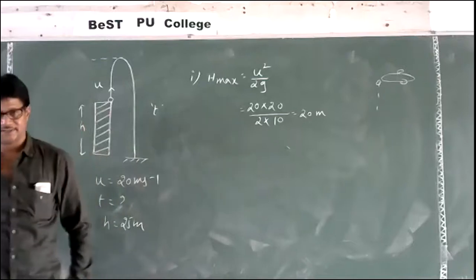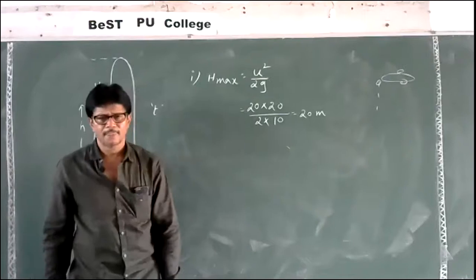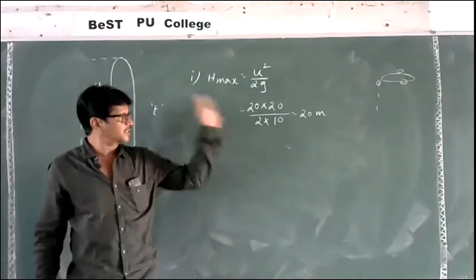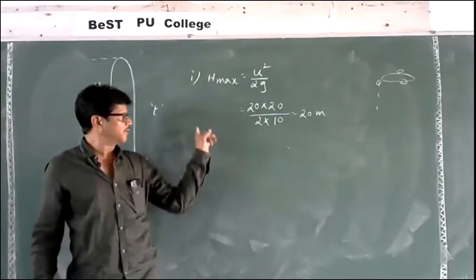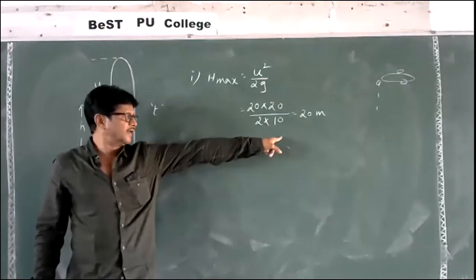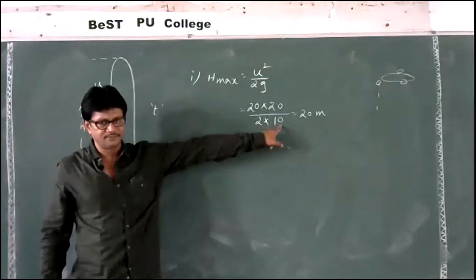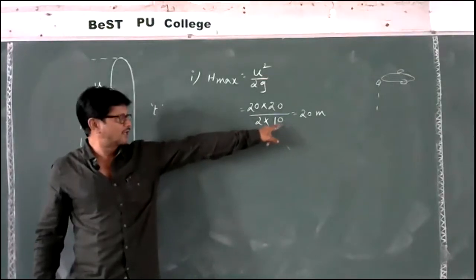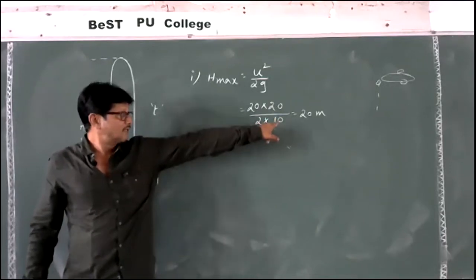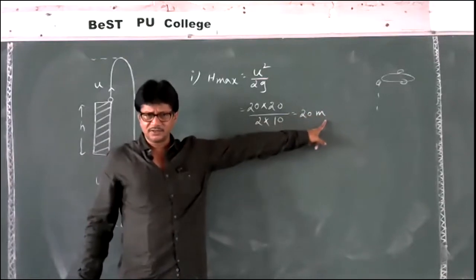How high will it raise? Listen once. In the objective, he will give the options. But what I am saying, until and unless he mentions the G value as 10, we should not take the G value as 10. So G value we should take 9.8. If you take 9.8, the answer will be just greater than 20. Is it right or not?